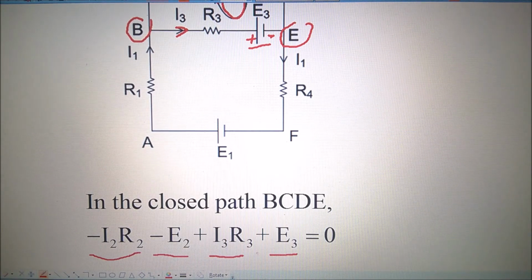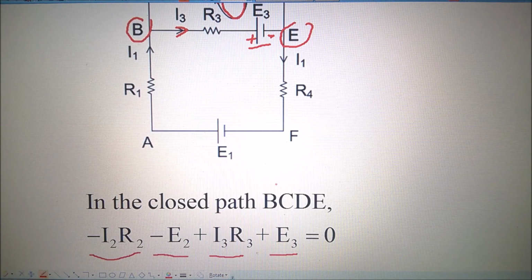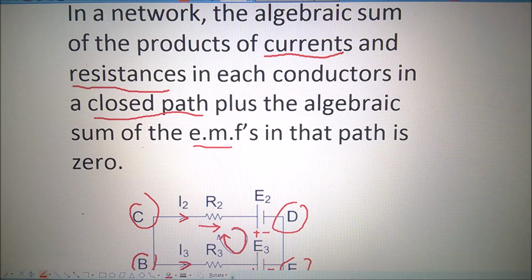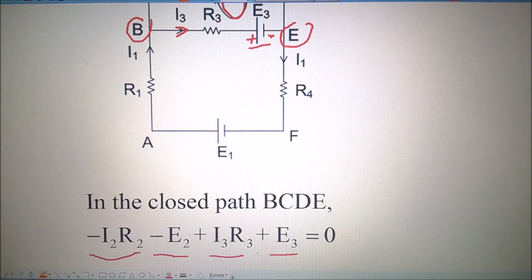There are no other EMFs and no other IR products in this closed path. Therefore, this is the equation: the algebraic summation of the products of current and resistances, and the EMFs, is 0. We get this in these equations, and that is all about Kirchhoff's second law.